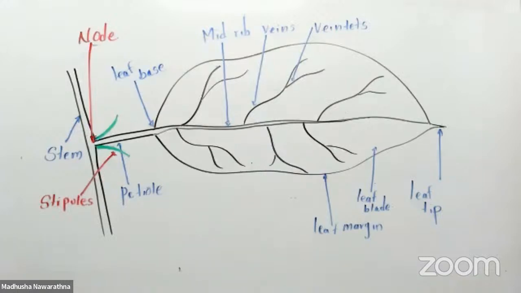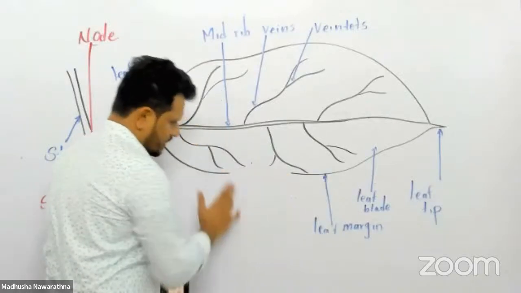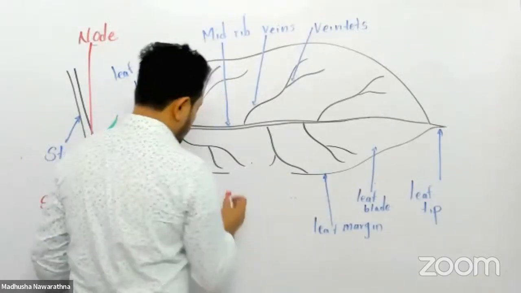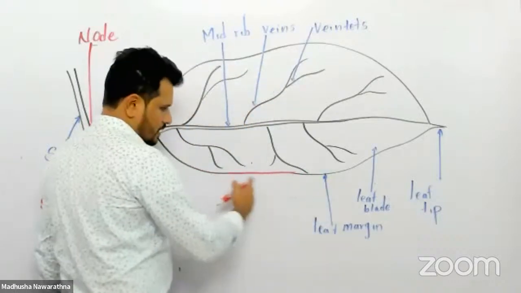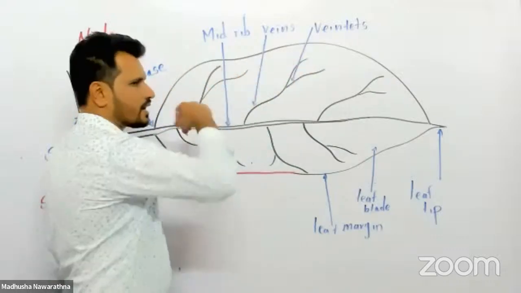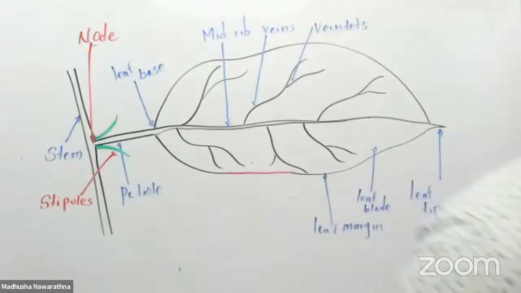So what about the leaf margin then? What is the leaf margin? The leaf margin is this part, the outer surface of a leaf. Okay, you guys continue. I'll give another few seconds.